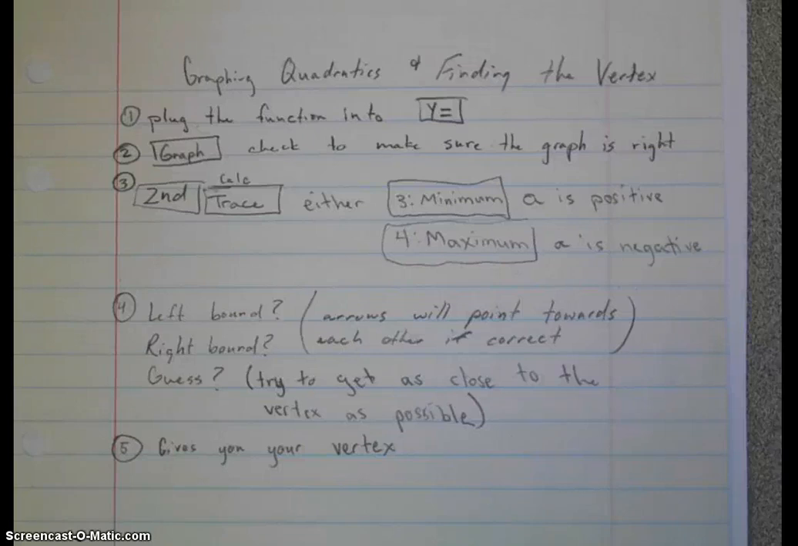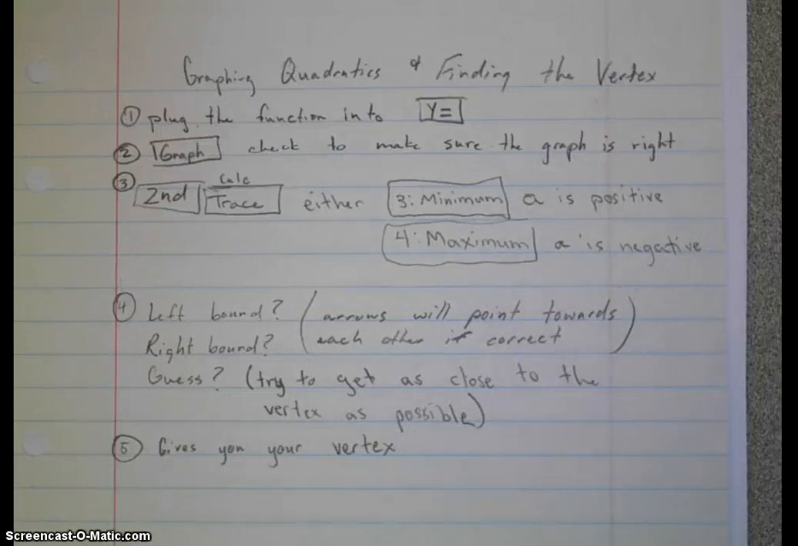So here are some notes that we took in class just to help you remember how to graph a quadratic and to help you find that vertex. The first thing you're going to want to do is plug that function, the question, into your y equals. Second, you're going to hit the graph button. And you want to make sure that the graph looks right. If your a value is negative, but your graph is going up, you know there's something wrong. So make sure you typed it in correctly.